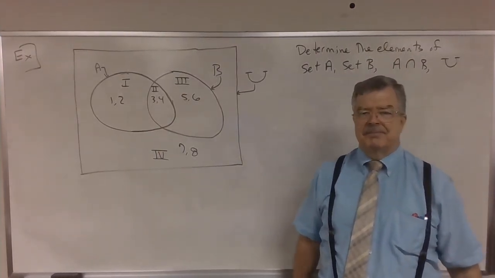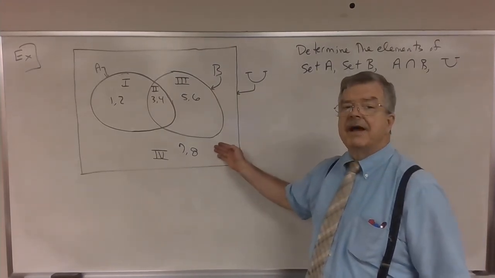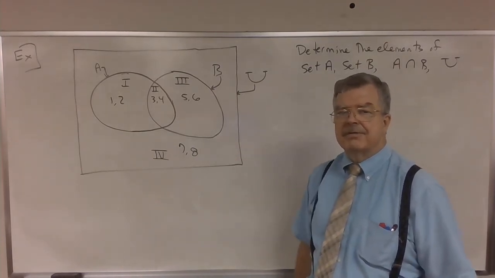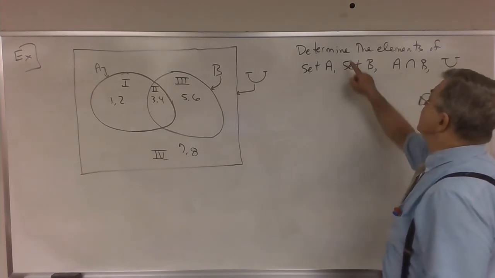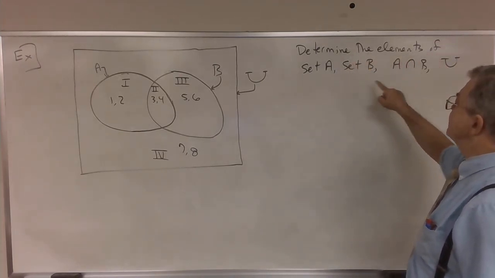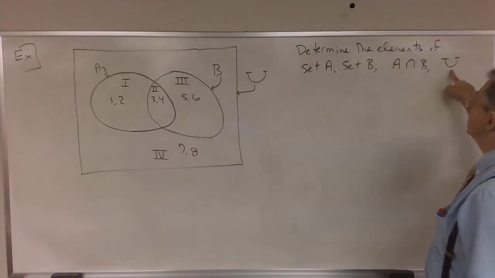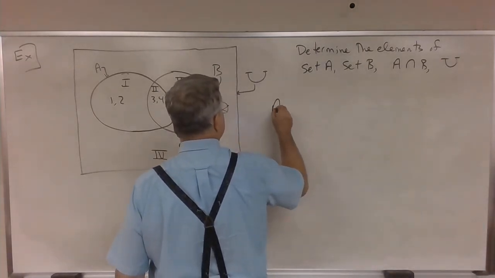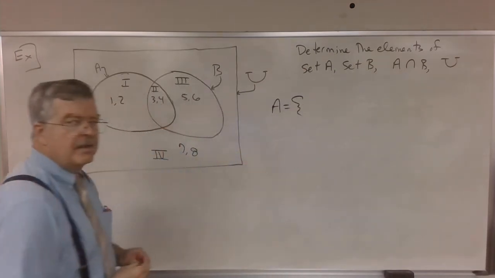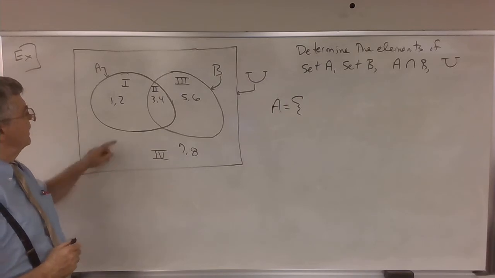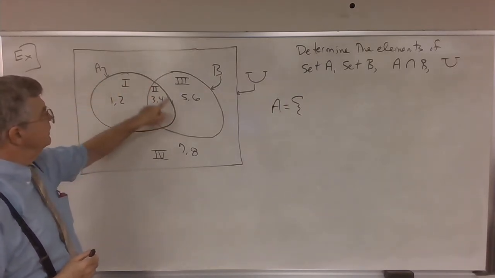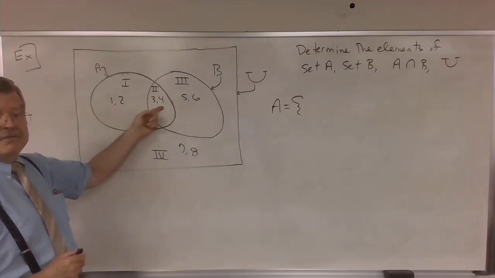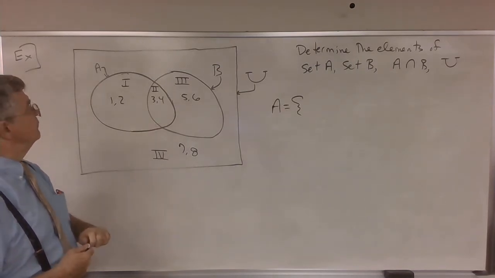Back with another example. Here we have a Venn diagram showing us where the sets are, where the elements of the sets are, and so forth. And we're told, determine the elements of set A, set B, A intersect B, and the universal set. Okay. A. What elements are in set A? And set A is this entire circle, isn't it? So what would you say? 1, 2, and 3 and 4 are in set A also, aren't they? So 1, 2, 3, 4.